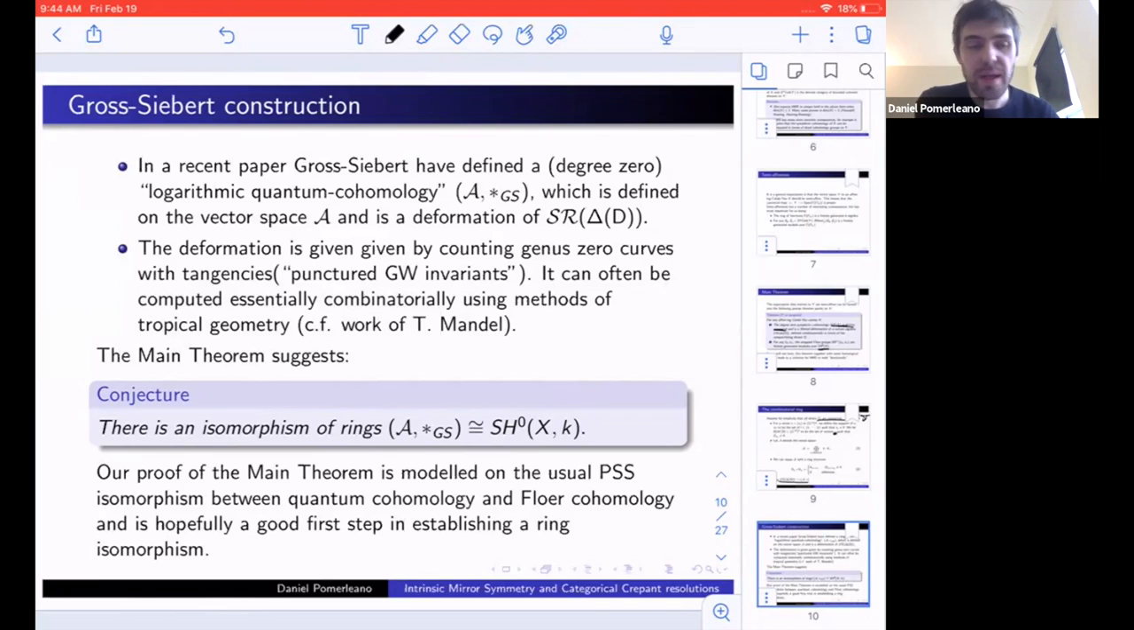Then one would have to do a lot of technical work. I mean, the picture of the proof is clear following PSS, but actually carrying it out with virtual fundamental classes and everything goes above my technical ability, but hopefully what I've done is a reasonable first step.